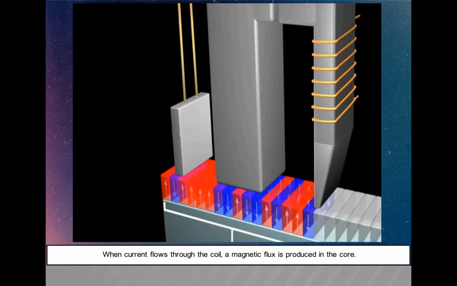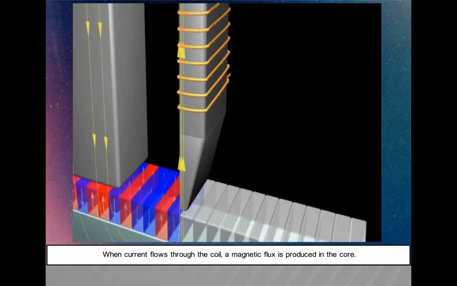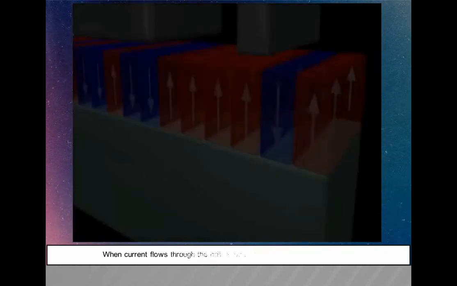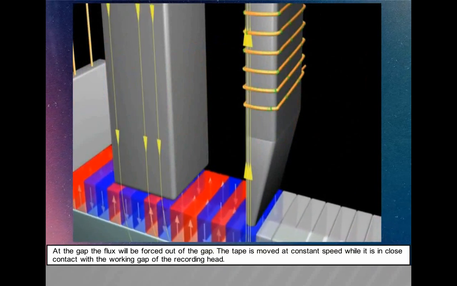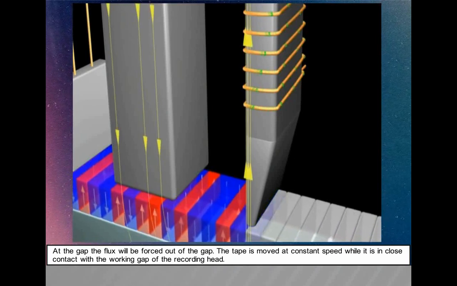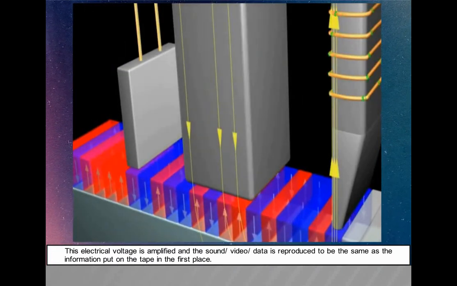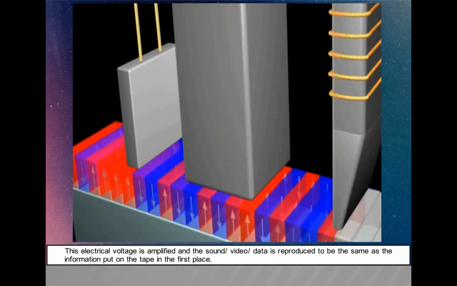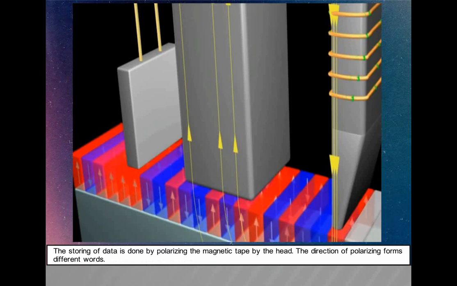When the current flows through the coil, a magnetic flux is produced in the core. At the gap, the flux will be forced out. The tape moves at constant speed while it is in close contact with the working gap of the recording head. This electrical voltage is amplified and the sound or video or data is reproduced to be the same as the information put on the tape in the first place. The storing of data is done by polarizing the magnetic tape by the head. The direction of polarizing forms different words.